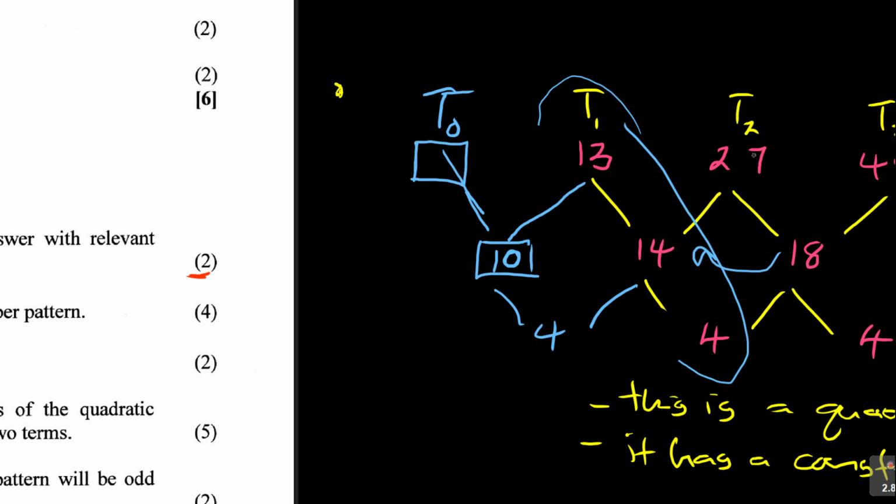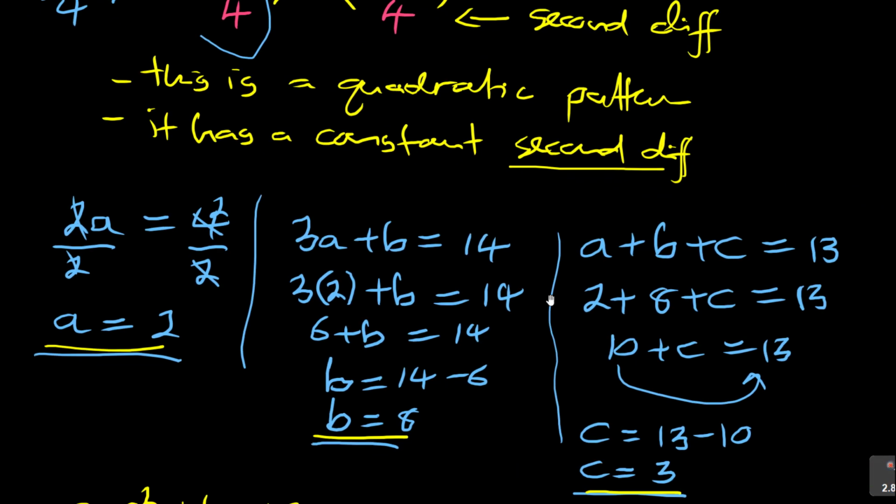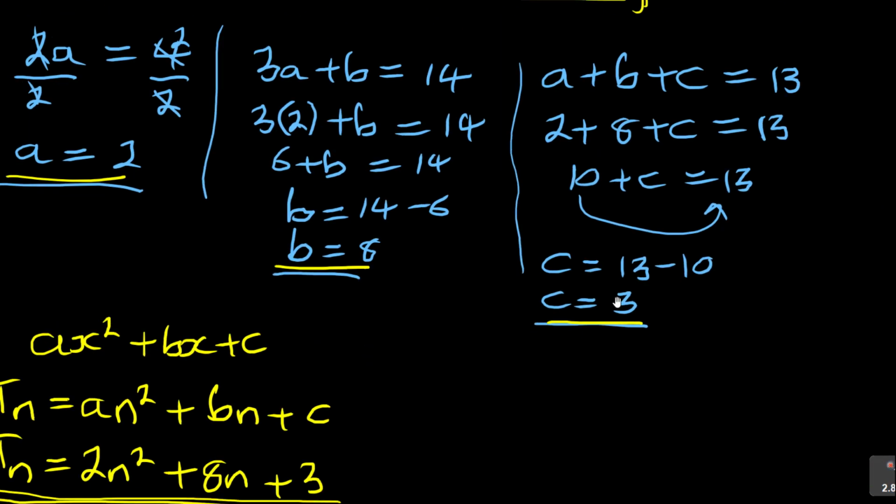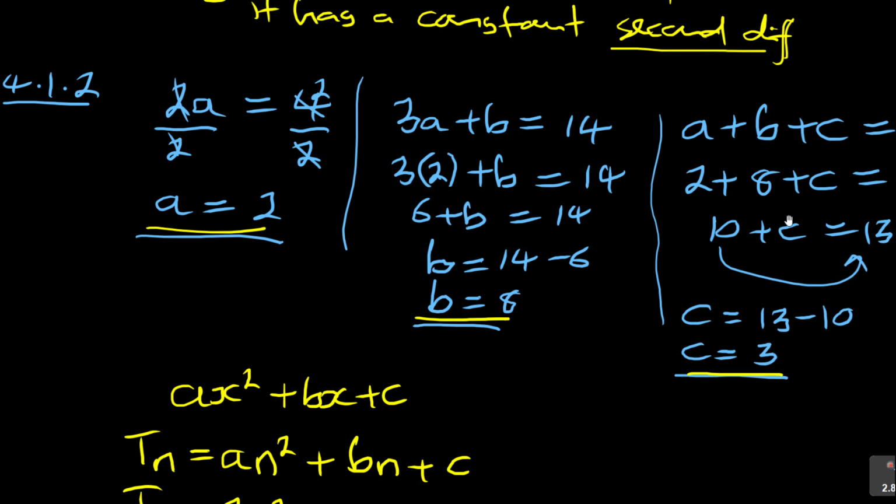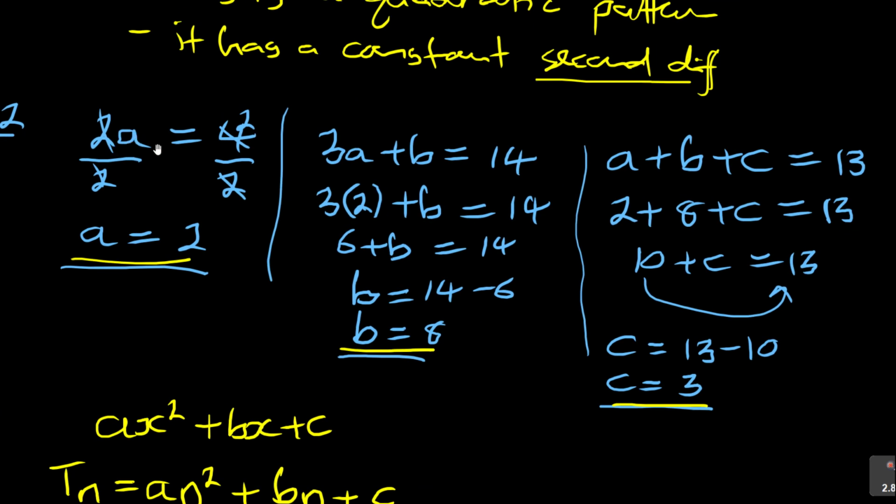Now, if I continue and say, remember, I'm looking for that number there. If I say 27 minus 14, I'm getting a 13. 13 minus 10, I'm getting what? I'm getting 3. That T0 is equal to C. And that T0, which is equal to what? Which is equal to 3. That's another way of getting C. And we said C was what? C was 3.